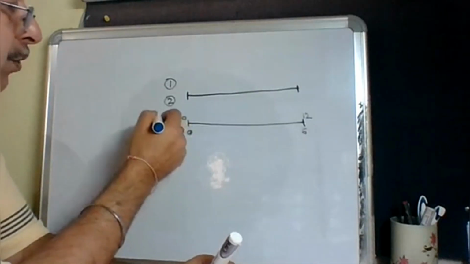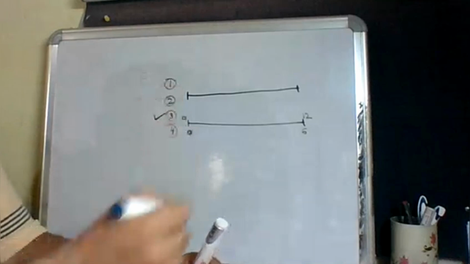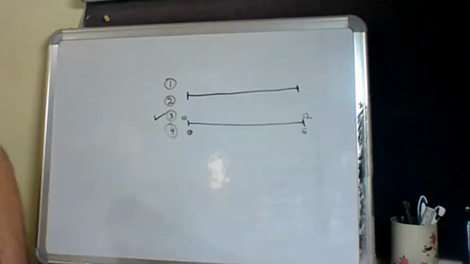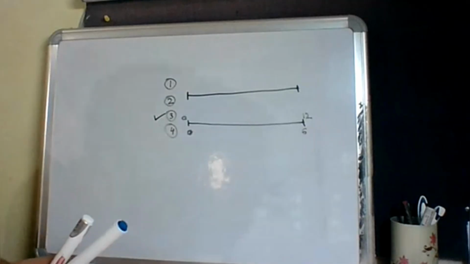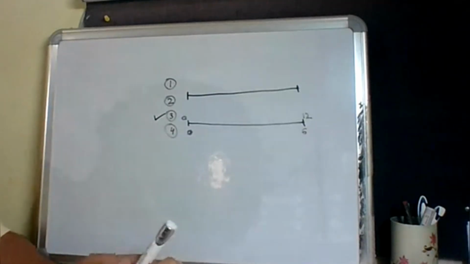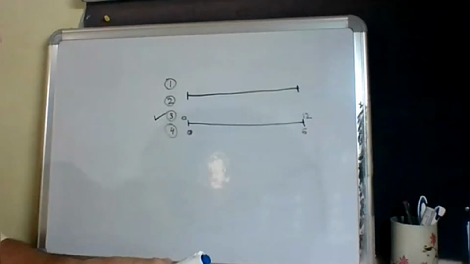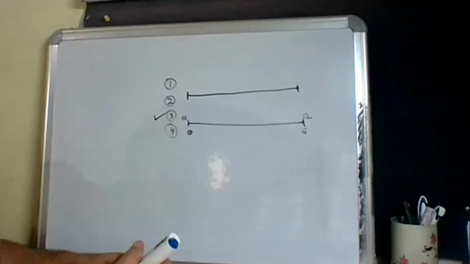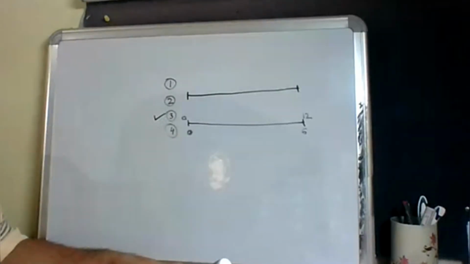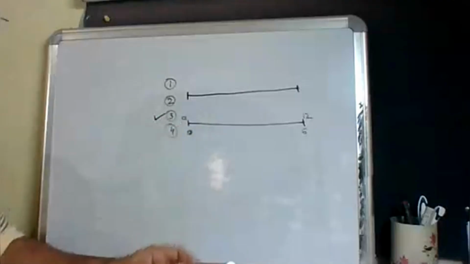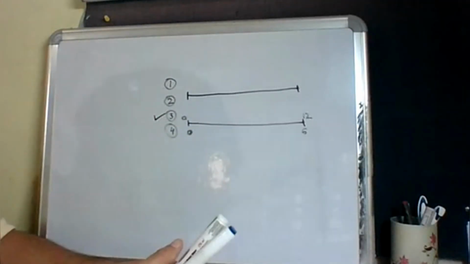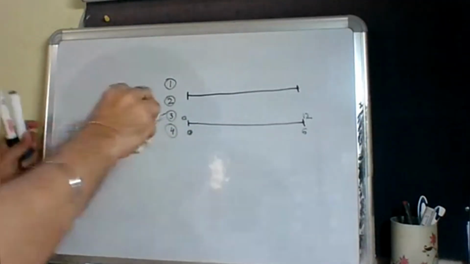Whichever scale you use, you will put a tick mark there. Sir, write 1 2 3 4 and tick like this? Yes, write 1 2 3 4, and whichever scale you use, put a tick mark on it. Okay.